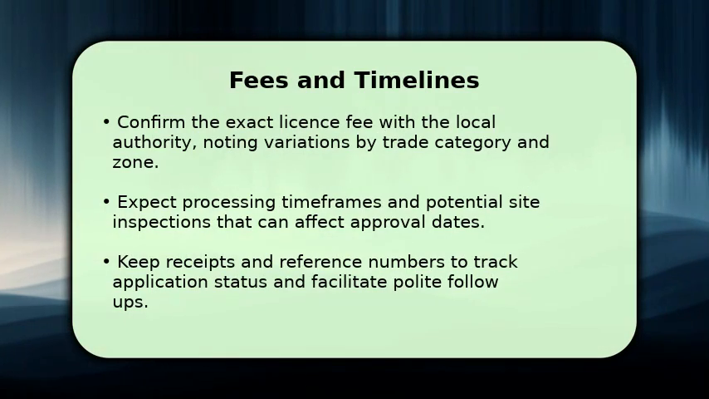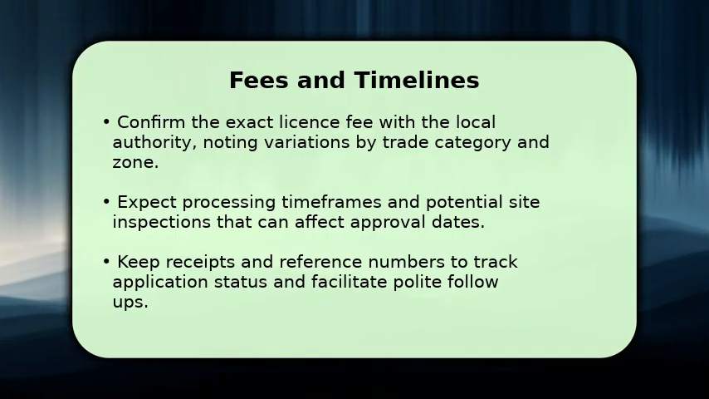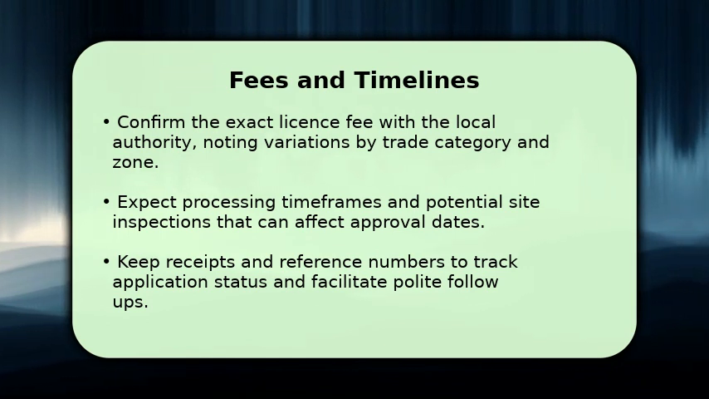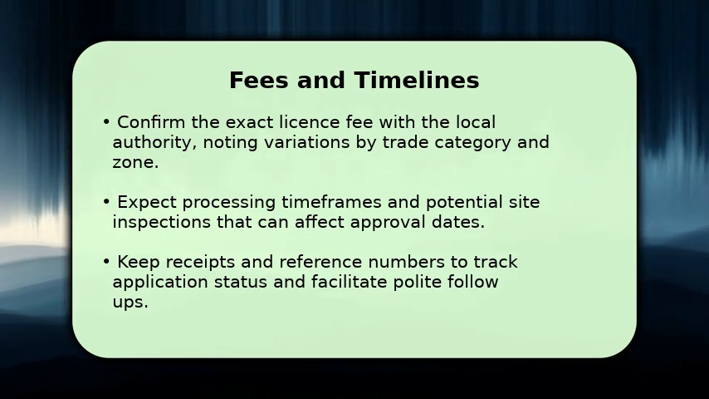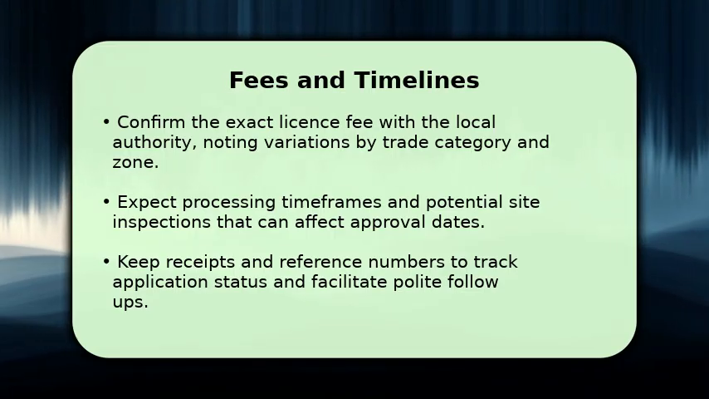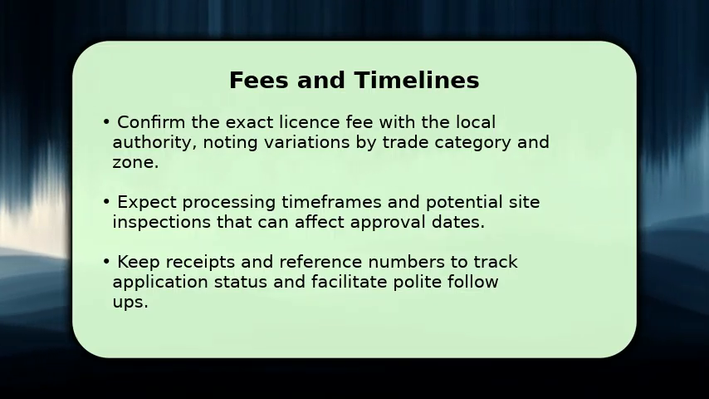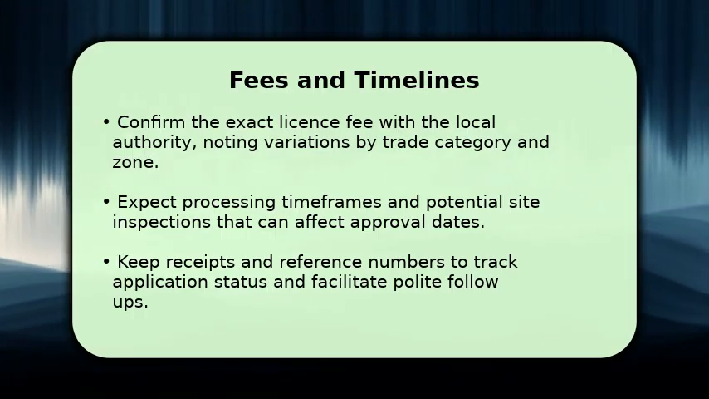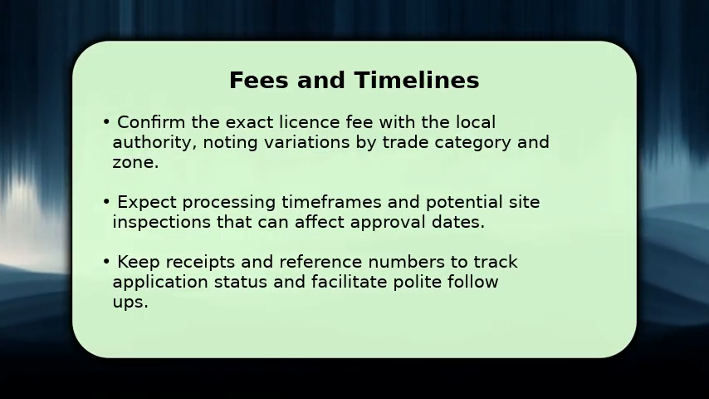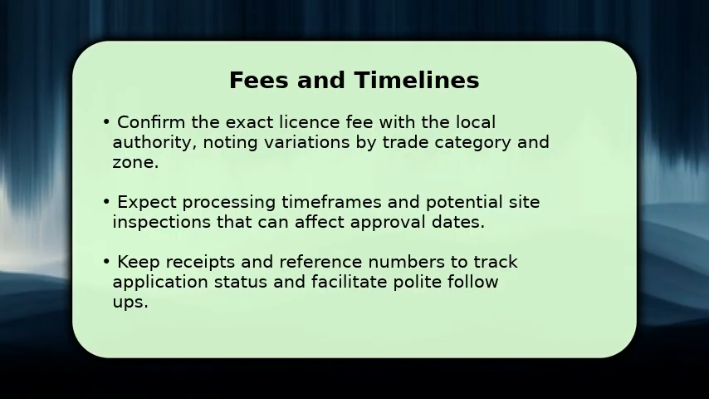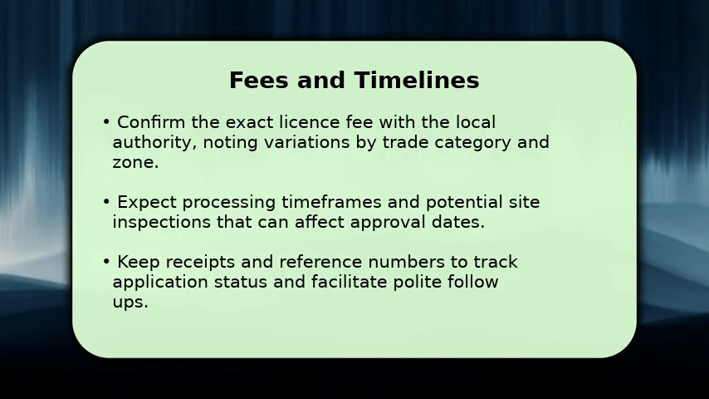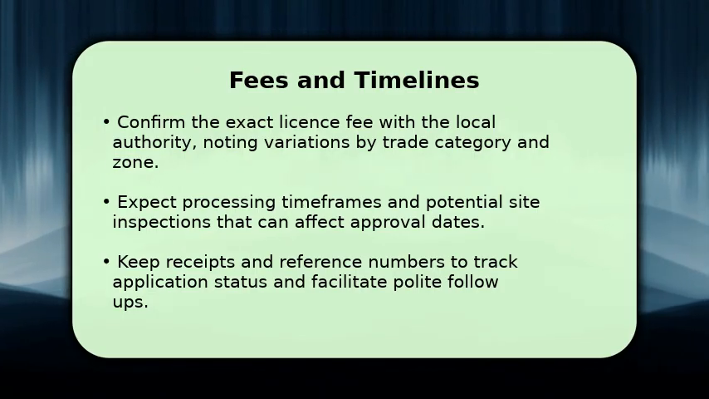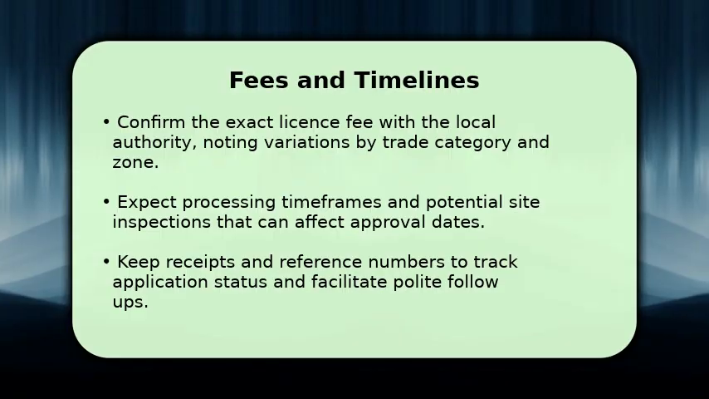Understand fees and timelines to plan your launch and cash flow. Verify the exact license fee with the local authority, as amounts vary by trade and zone, and note any inspection charges or renewals. Expect initial processing times and potential site inspections, and keep digital and physical copies of submitted forms. Use the provided receipt number to check status, and contact the licensing office politely if there are unexpected delays or additional requirements.